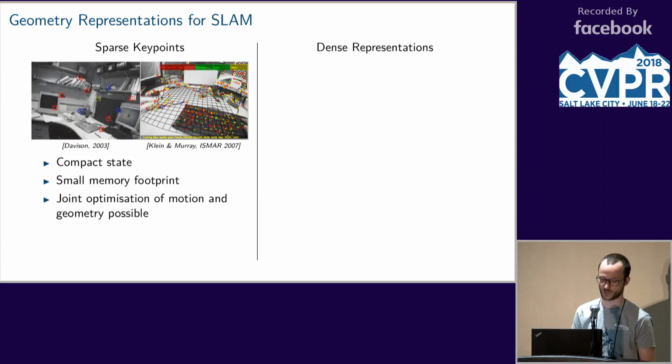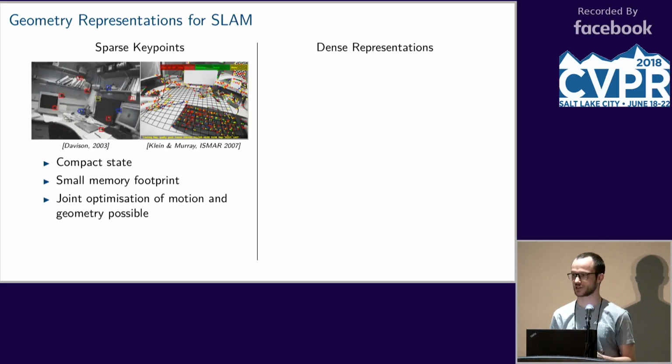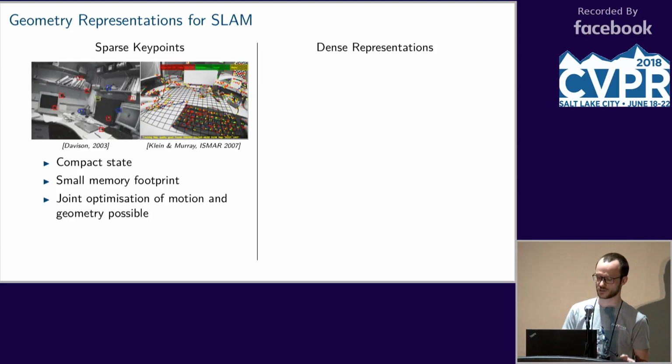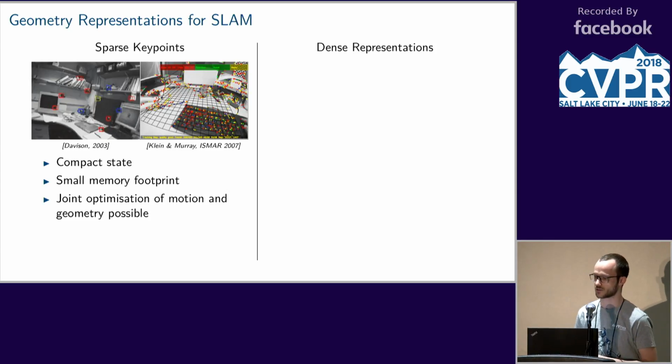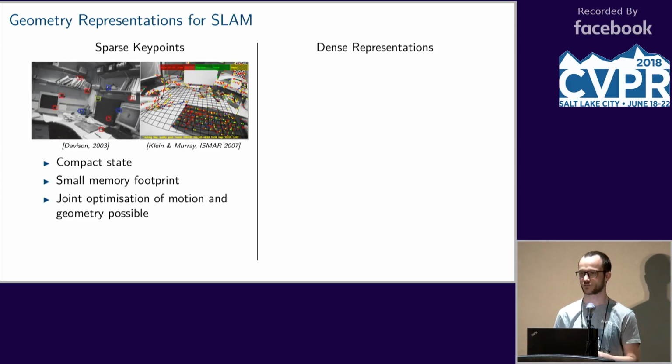If we have a look at what representations have been used in visual SLAM, we can basically categorize them into two groups. On one side, you have the sparse methods, which parameterize the environment through a sparse set of key points. That comes with a very compact state, a small memory footprint. But even more importantly, it comes with the ability to jointly optimize for motion and geometry.